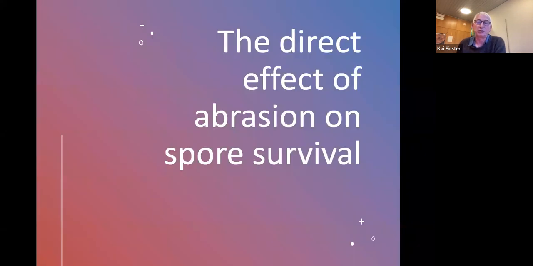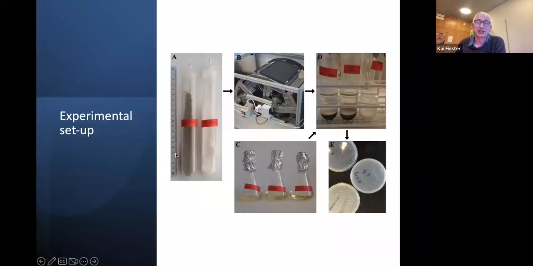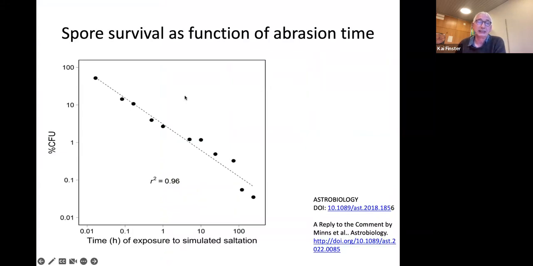Then we did an experiment where we took the spores of Bacillus subtilis, and again, the same experimental design, but now rather than subjecting the cells to abraded quartz, we spiked our material, in this case only quartz, with the spores. We took the ampules with spores and quartz into our mass wind simulator, and then took ampules out after a certain amount of time and determined the number of surviving spores. And here you can see the result.